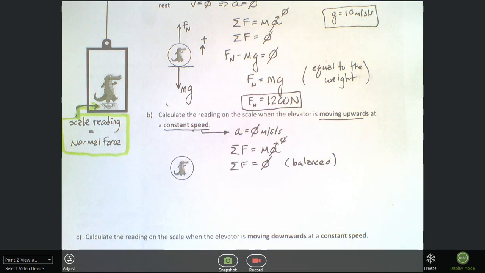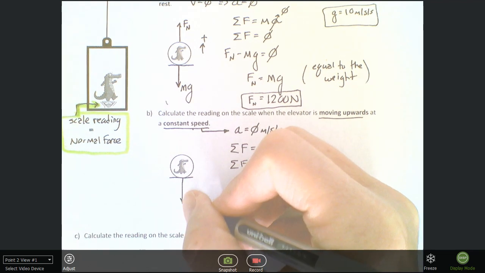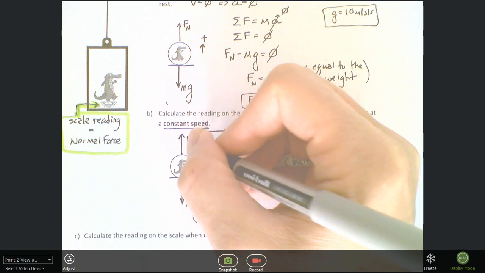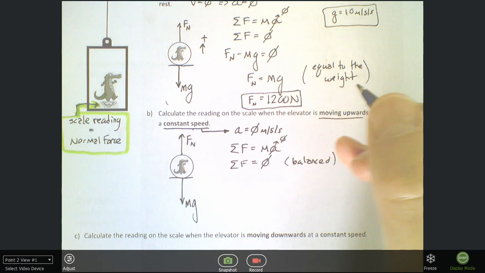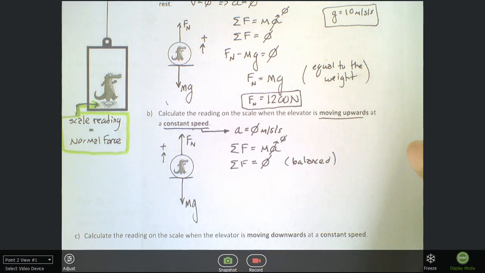If you're moving upwards, it doesn't matter if you're going upwards at 10,000 kilometers an hour. If you're not accelerating, meaning you're just staying at 10,000 kilometers an hour, then literally the force of gravity pulling down on you and the normal force have to be balanced because you are not accelerating upwards or downwards. And so you wouldn't even know you were moving.